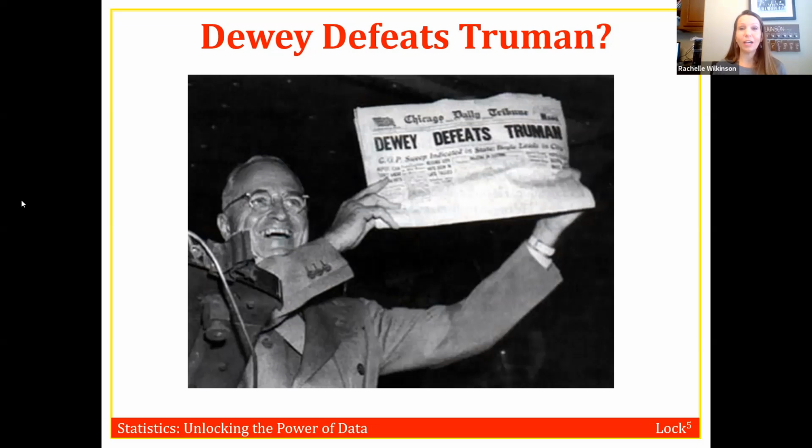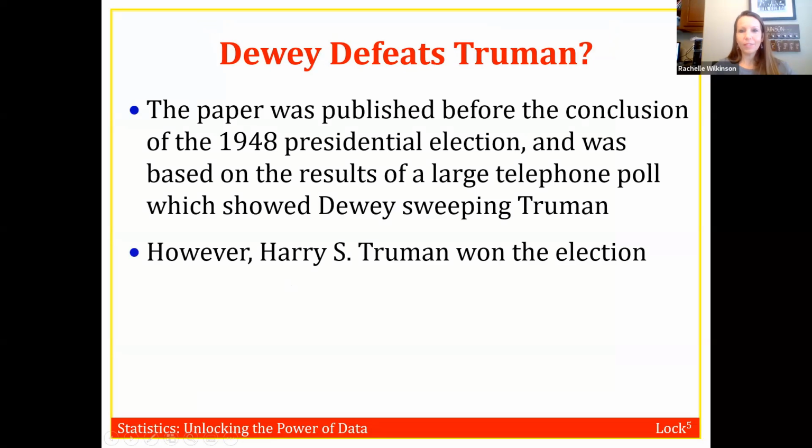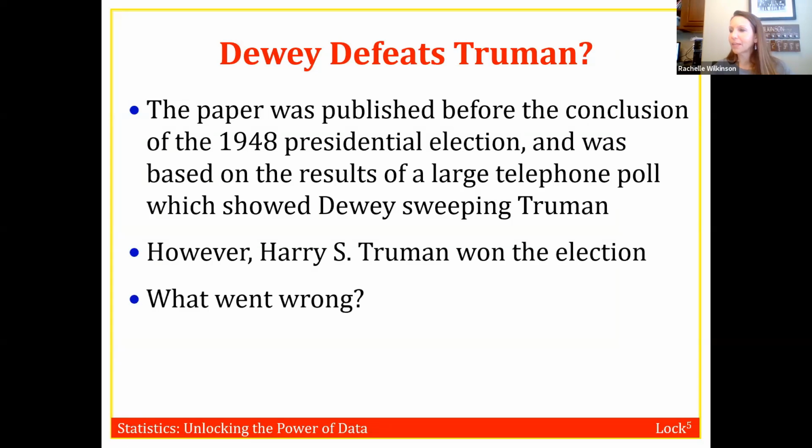So definitely their poll was totally biased because they only used a telephone poll and only ended up talking to the wealthy people. And obviously they were super embarrassed when they called the election wrong back then. So this just shows what we talked about when we asked what went wrong.